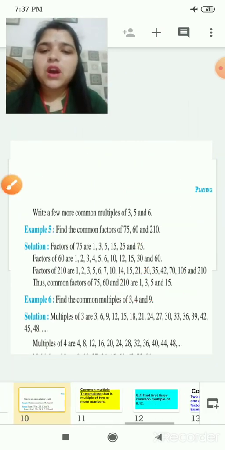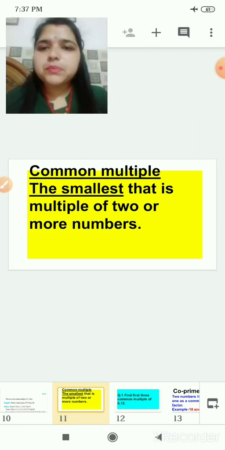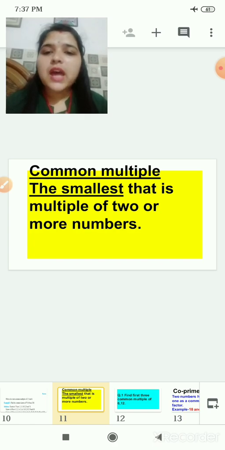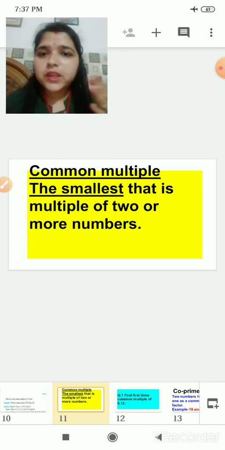Okay, now we proceed to common multiples. What are common multiples? Common multiples are, you can say, the smallest that is a multiple of 2 or more numbers. Or you can simply say that if you are given any number and asked to find the multiples of this number, you just write down the table for that number. It is the easy and the best method for you.